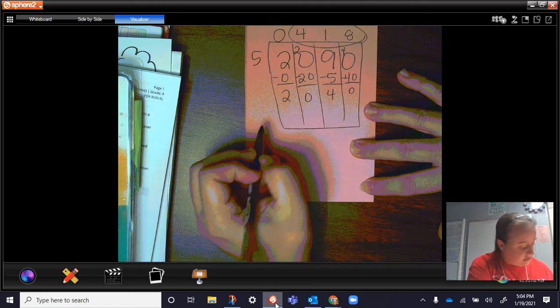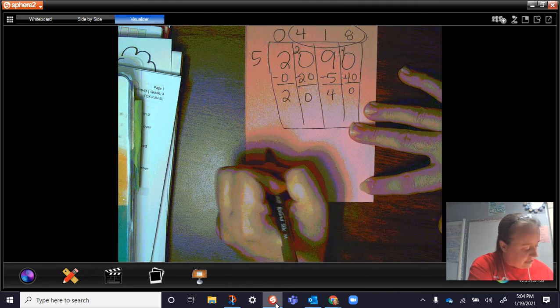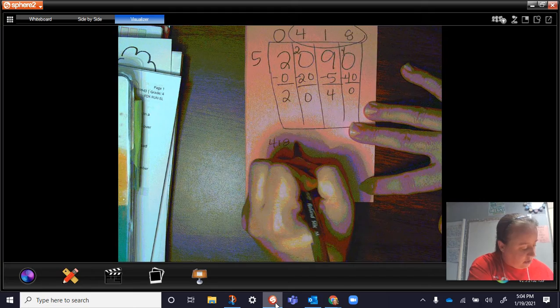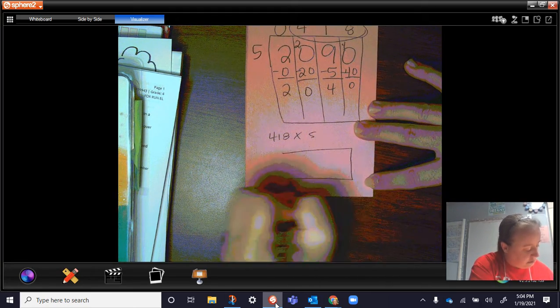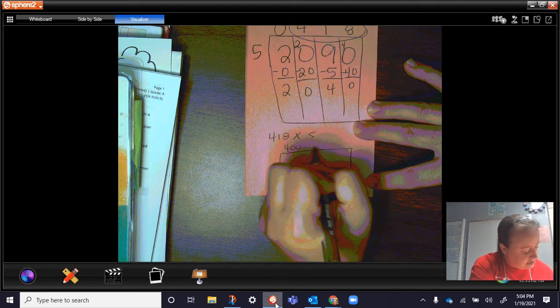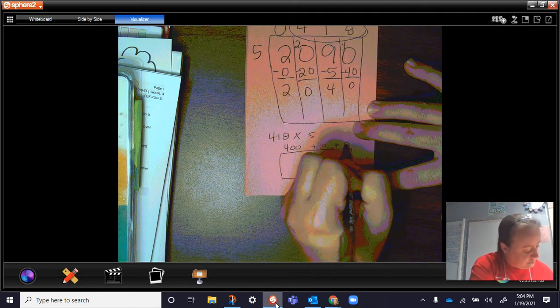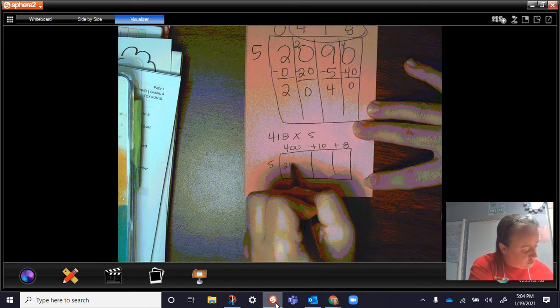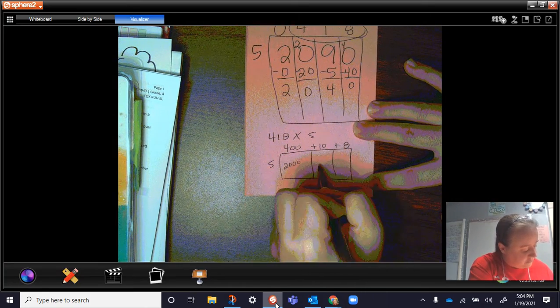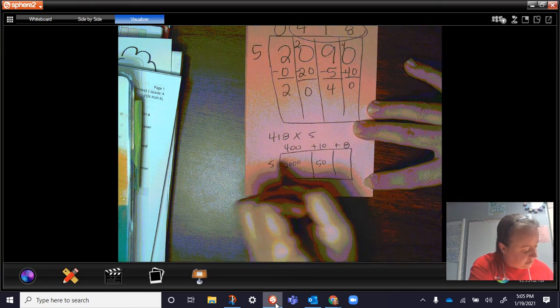I can check this to make sure I divided correctly by taking 418 and multiplying it by 5. So here I'm going to make my 400 plus 10 plus 8 times 5. 4 times 5 is 20 with 2 zeros. 10 times 5 is 50. 8 times 5 is 40.